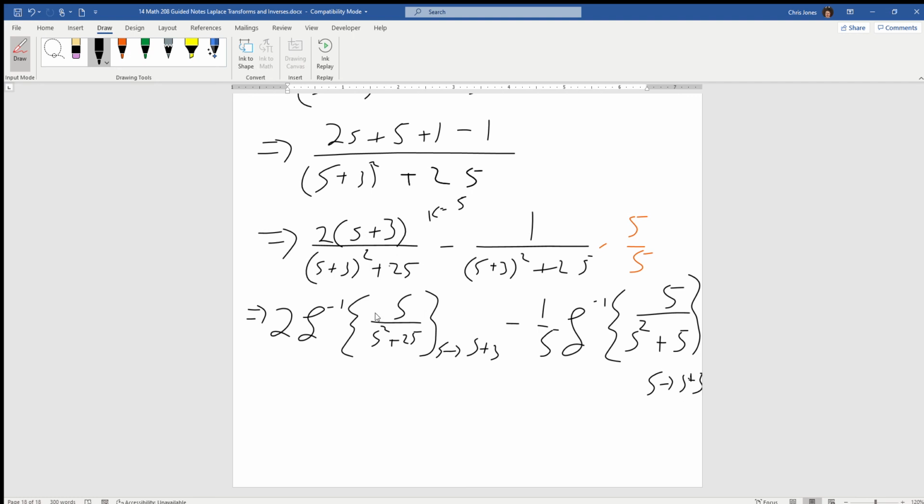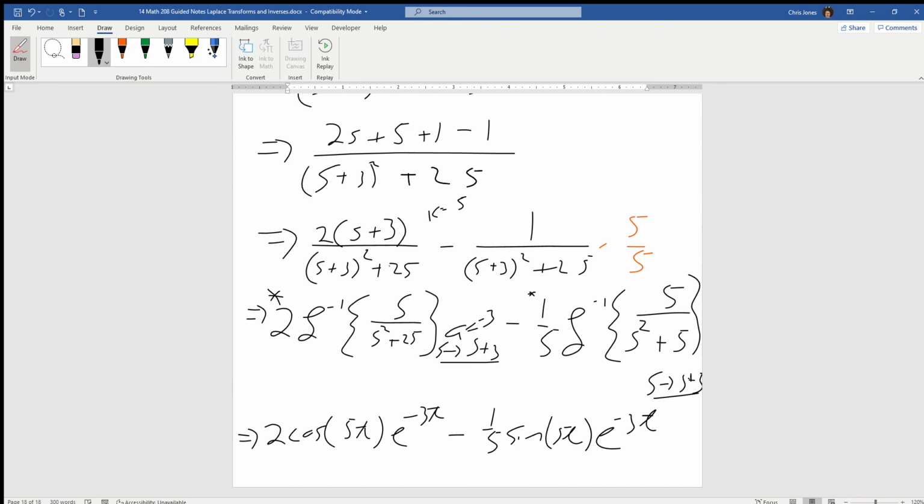We recognize the first one as our cosine function. We recognize our second as our sine function. We can't forget that these have the first translation theorem on them. And so for our answer, we're going to write this as 2 cos of 5t times e to the minus 3t. Notice right here, a is negative 3. Minus 1/5 sine of 5t, e to the minus 3t. And we can leave it like that. In fact, we will leave it like that because I'm out of room and I don't feel like making a new line for this.